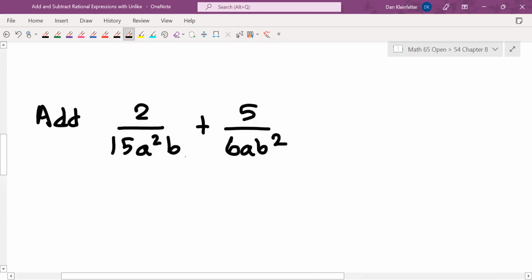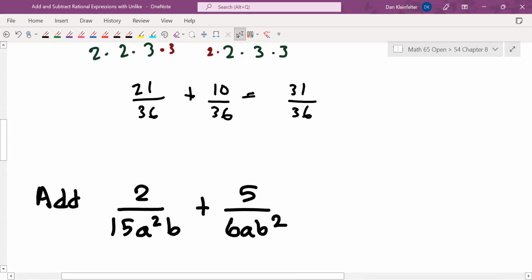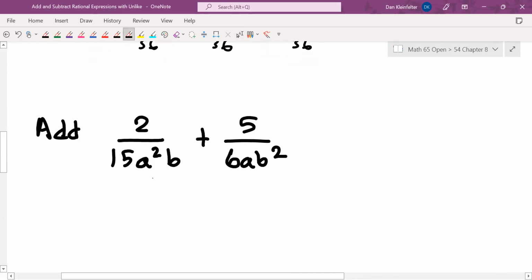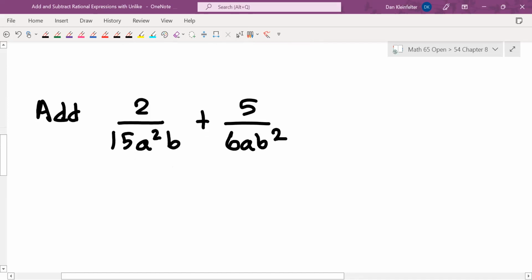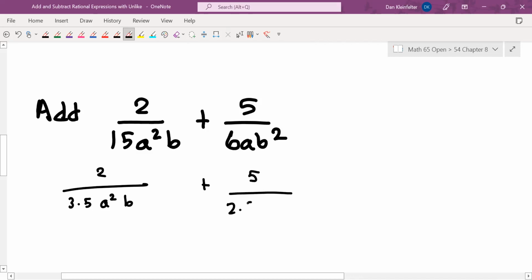Here, now that there's letters, it's actually easier than the case where there were numbers because there's not as much factoring to do. So on the left, we have 15a squared b. So let me go ahead and factor the 15. 15 is 3 times 5. We'll have a squared b. And then on the right, that one is 2 times 3ab squared.